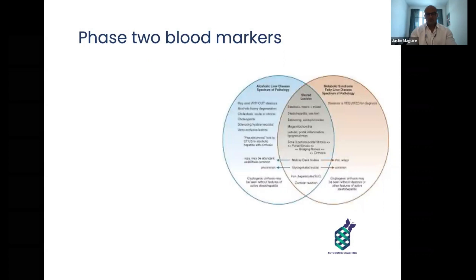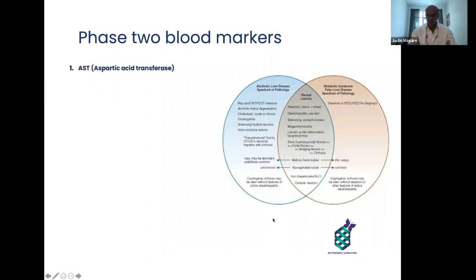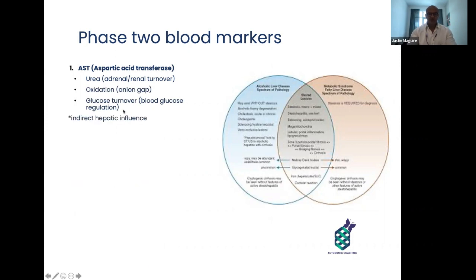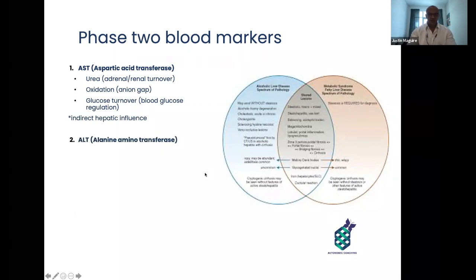Right, so blood markers to look out for with regards to how well your body is able to get rid of toxins, which is one of the major stress factors we were talking about before that contribute toward the hypothalamus pituitary axis. AST, aspartate transaminase: urea oxidation, iron gap, glucose turnover, blood glucose regulation. These are all the factors that AST has an impact over. Indirect hepatic influence from the periphery.